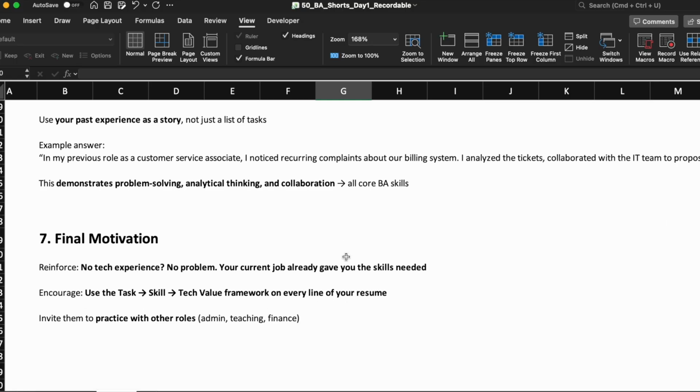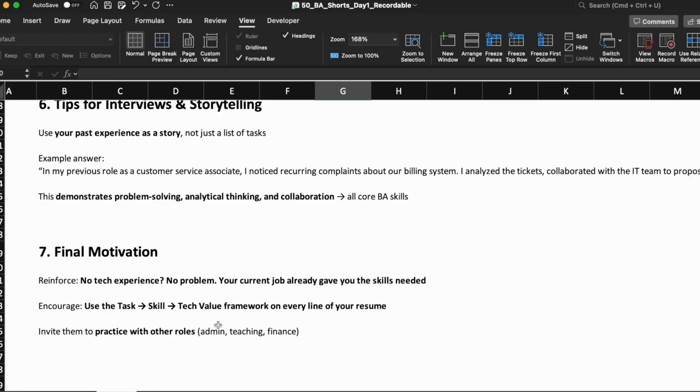So what I would recommend is to practice with other roles, right? Like you can practice with admin, teaching, or finance. You can pretty much use the same framework. I'll see if I can create another job-related video, like on resumes. But you can pretty much use this framework. List all your current job responsibilities, use this framework, task, skills, tech, value, and see if you can create your business analyst or IT job role resume.